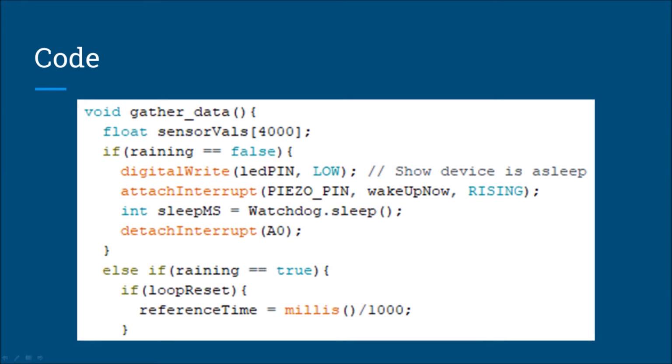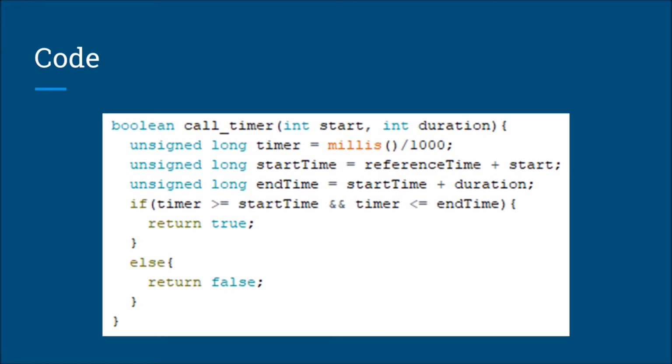which the first thing we do in this if statement is to create a reference time for our timer that we'll be using. So this is the function that we'll be using for our timer. It's called call timer. You put in a start value and a duration, and it takes those and with a reference time creates a start time and end time, and while the timer is between those times, then it returns true, which means the timer is going. And when it surpasses the end time, then it returns false, which means the timer has ended.